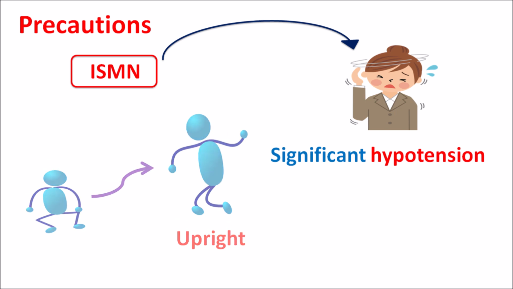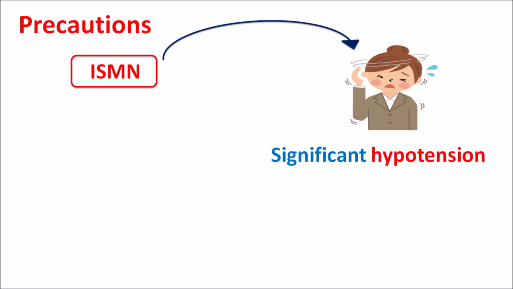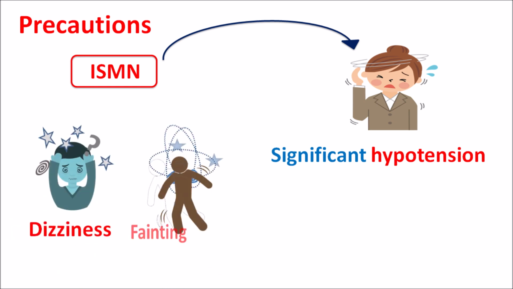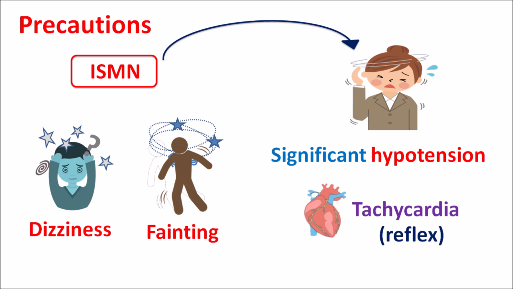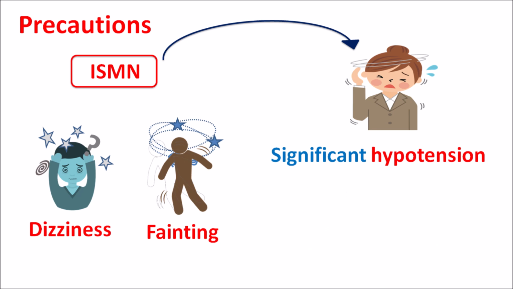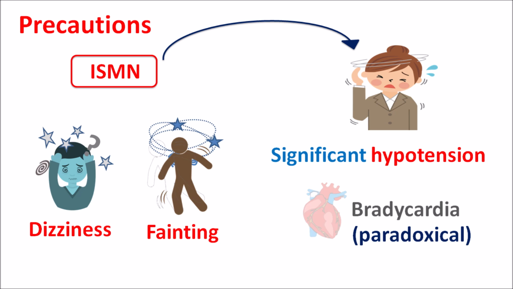And because of this significant hypotension, this drug can also produce some dizziness, fainting, and it can even increase the heart rate by reflex action. So reflex tachycardia can be produced by isosorbide mononitrate. But sometimes you can also observe bradycardia, which is a paradoxical effect. That means the quite opposite effect can be observed with isosorbide mononitrate. It can also reduce the cardiac rate and even increase the angina.